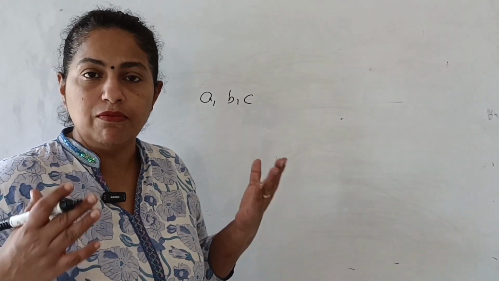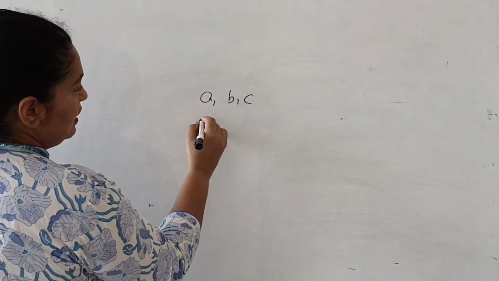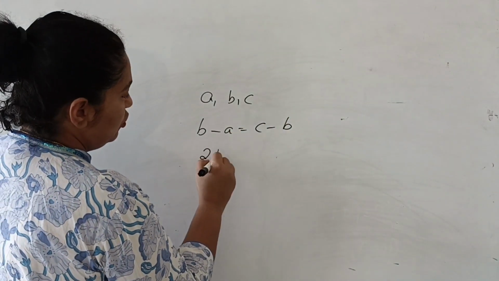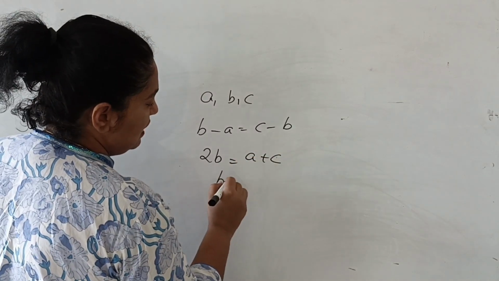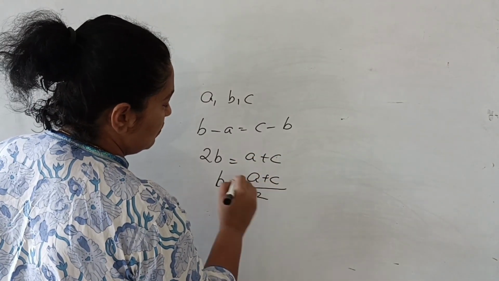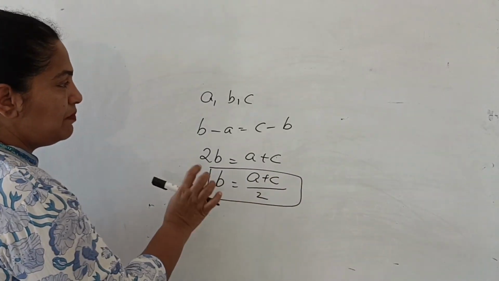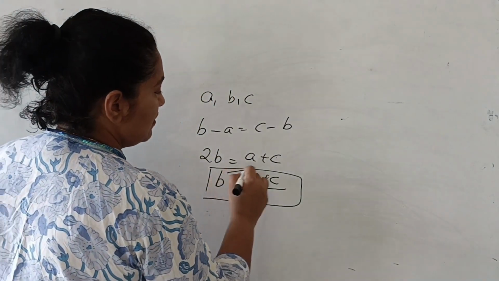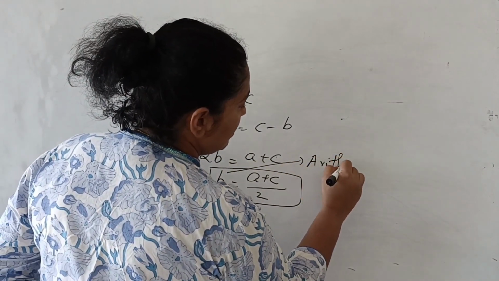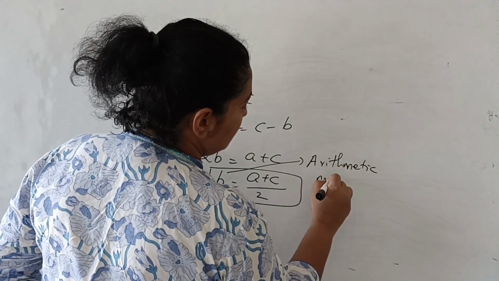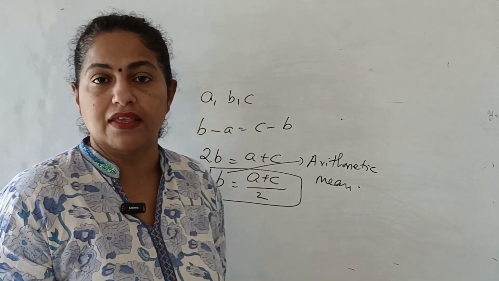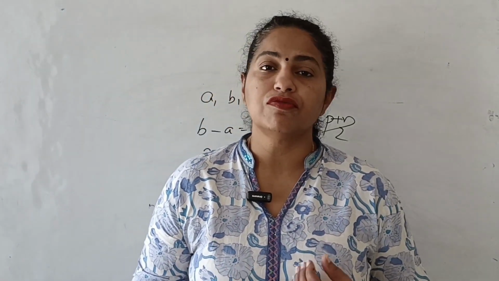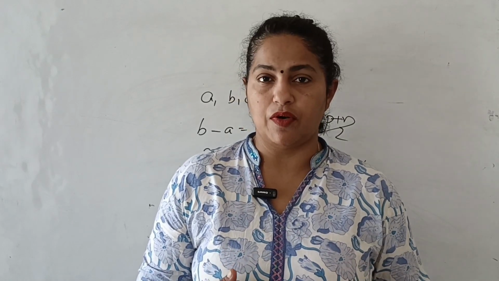The common difference between the consecutive terms has to be equal, which means that B minus A has to be equal to C minus B, or 2B is equal to A plus C, or B is equal to A plus C by 2. This number B, which lies between A and C, when A, B, C are in AP, is called the arithmetic mean of A and C. Not a difficult concept to understand. Actually, it is just the basic application of the common difference and the concept of arithmetic progression.